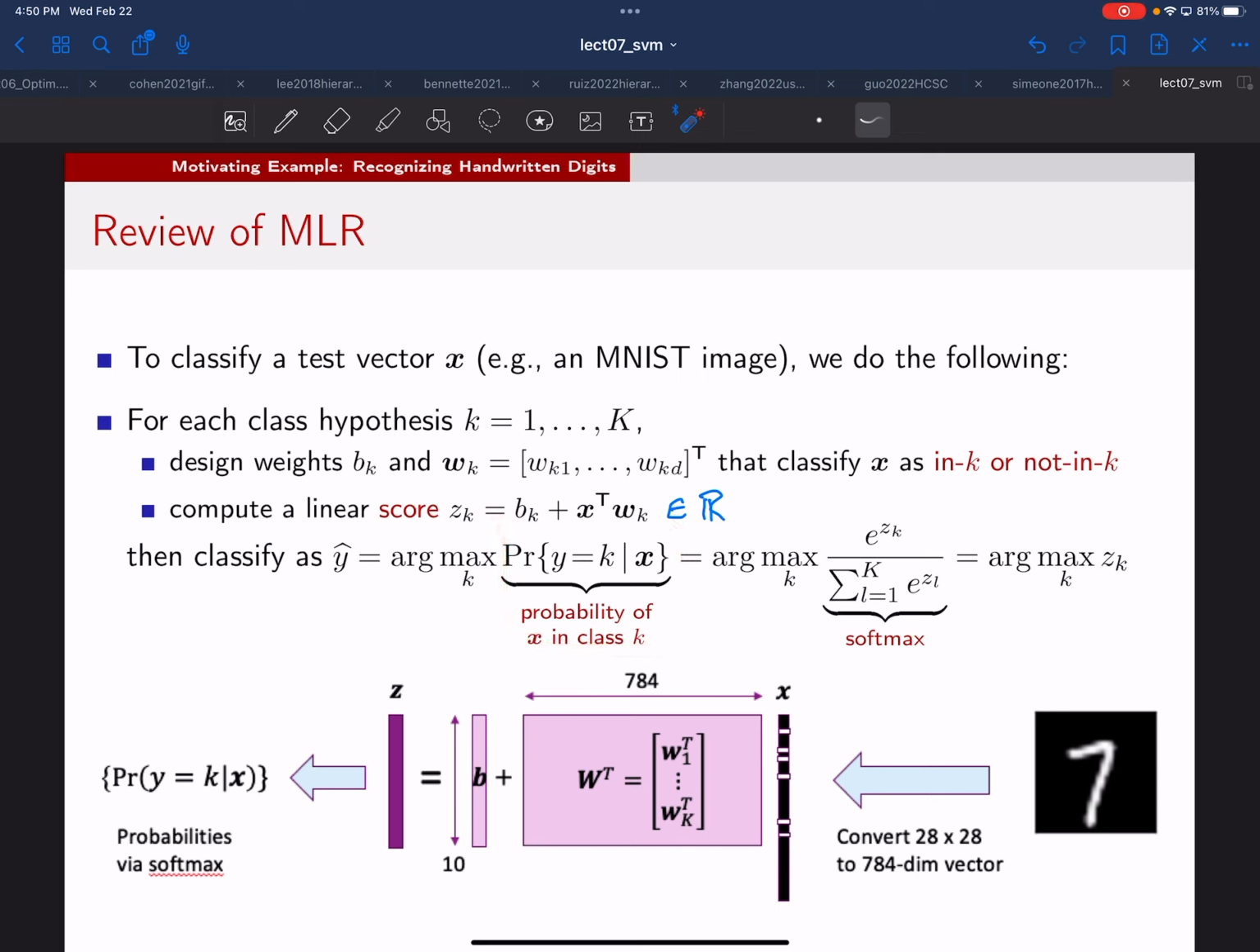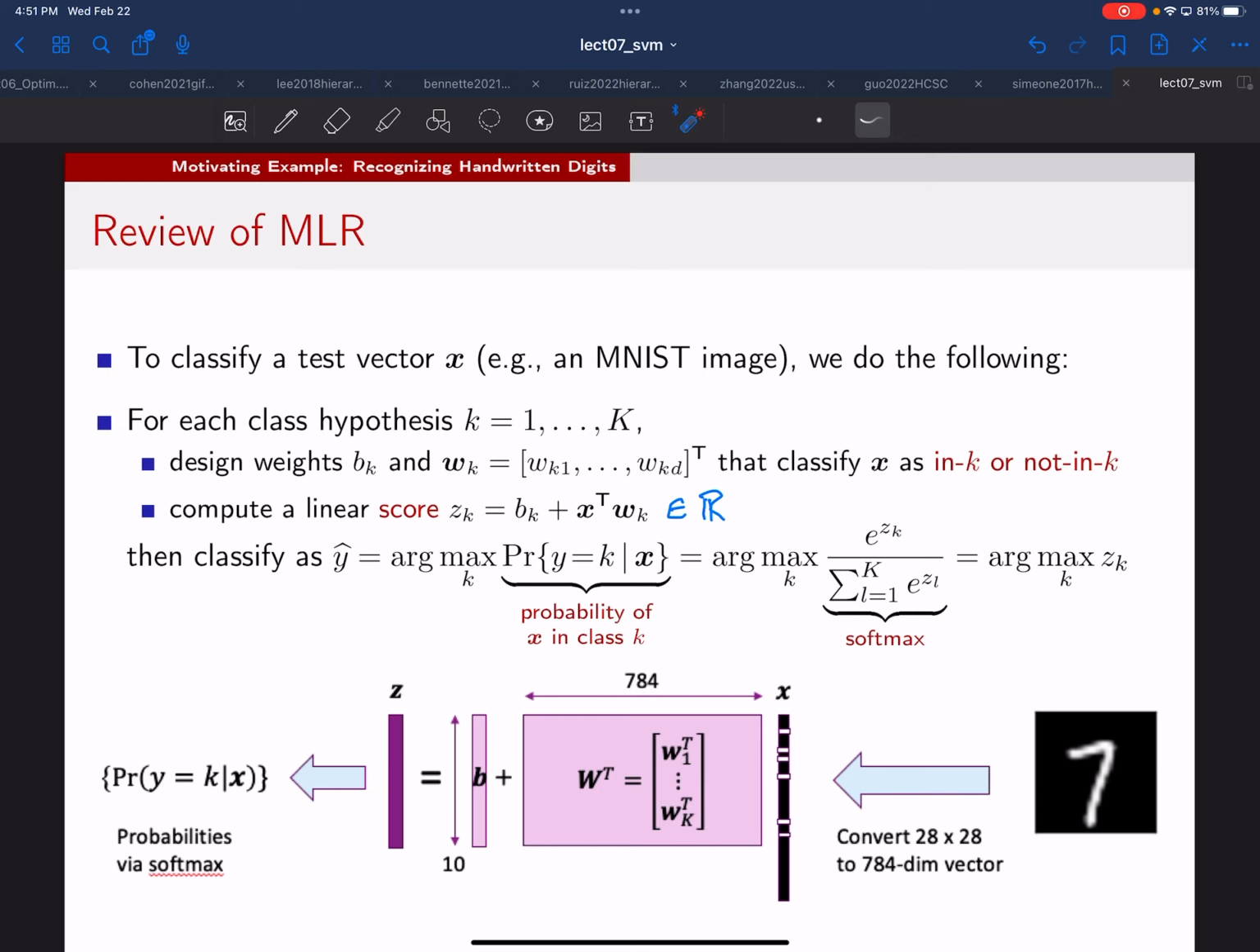So this is the probability of X being in class K, according to the MLR model. We use the softmax. This is exactly how you go from the Z's to the probability, through the softmax. You can think about it as a way to map a vector of these Z values, so put all these Z values together, to a probability mass function. That's one way to think about what the softmax is doing.